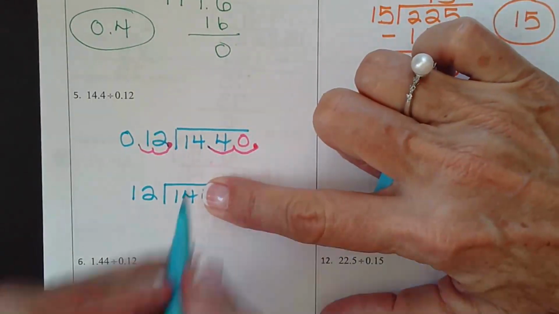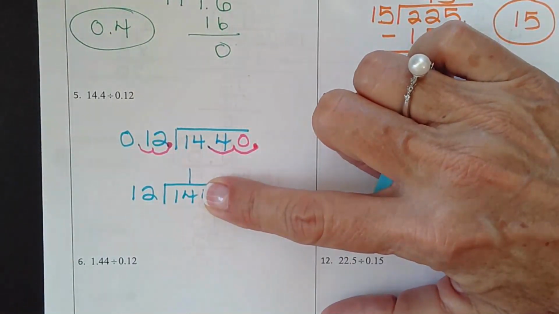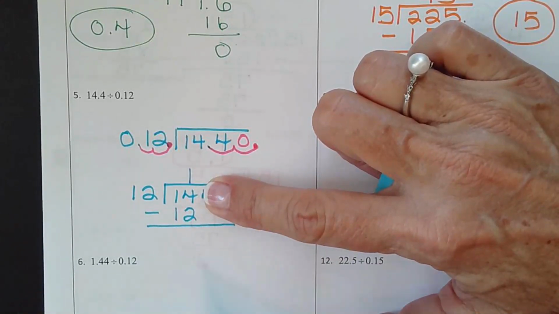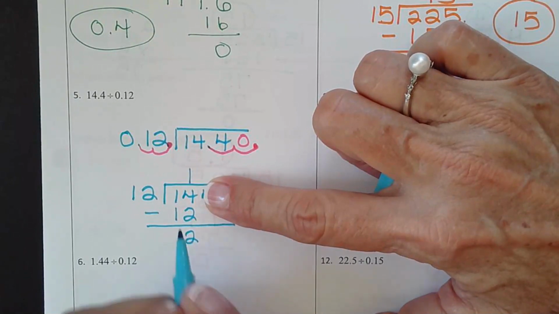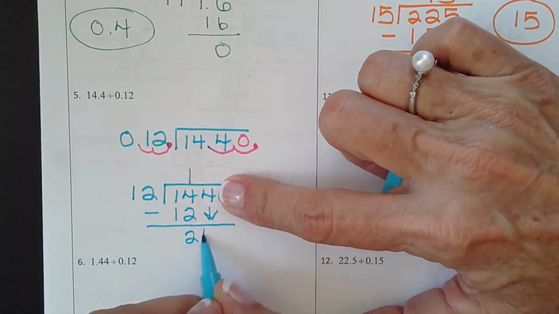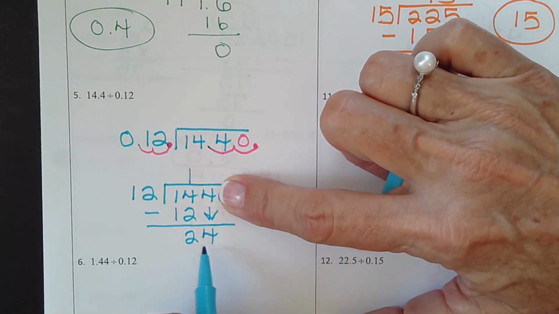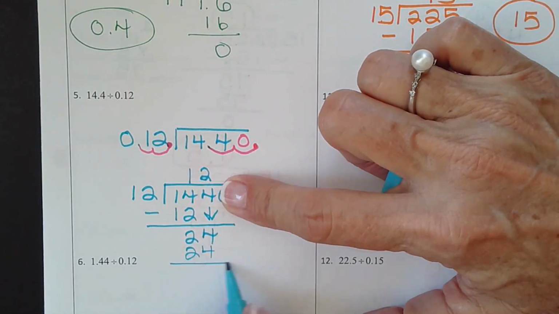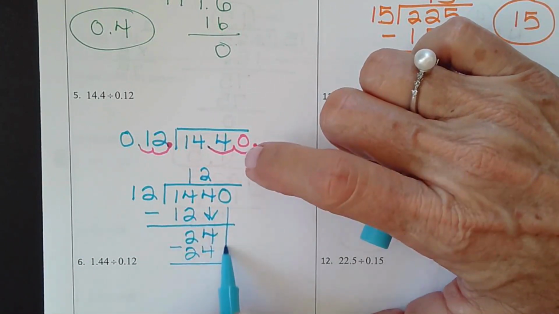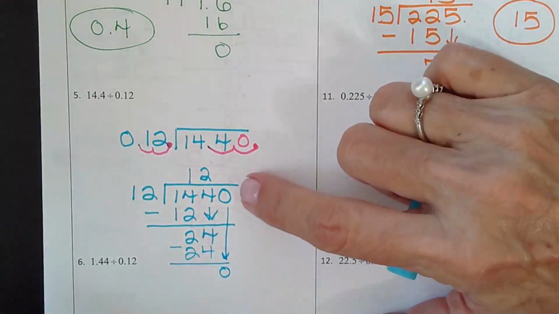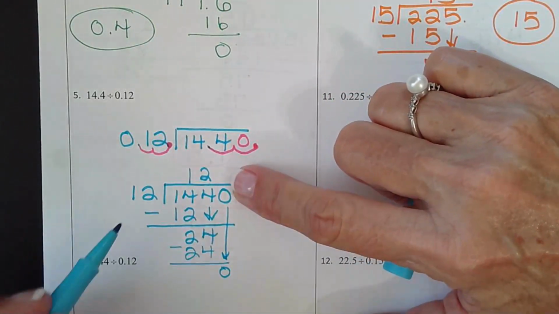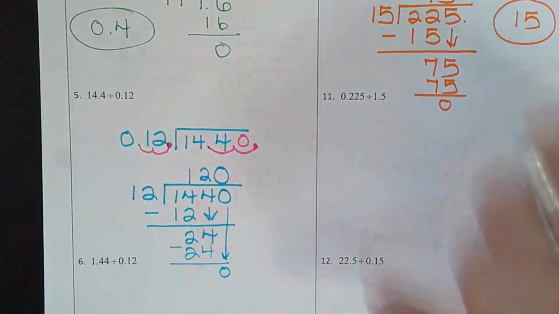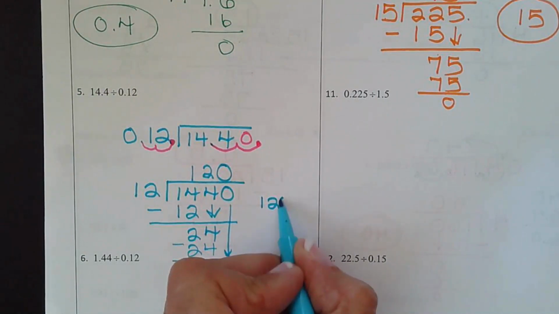So 12 goes into 14 once, so put your 1 above the 4, the last number you divide into, draw the line, change the sign, 4 minus 2 is 2, and bring down one number. 12 goes into 24 2 times, because 12 times 2 is 24. Draw the line, change the signs, that's 0. And remember, we can't stop there. We still have one place left here. So now we have to say 12 goes into 0, 0 times. So that answer is going to be 120.